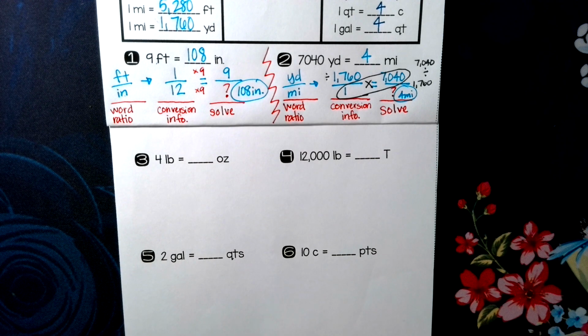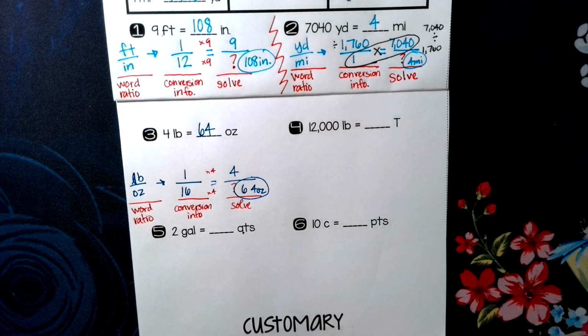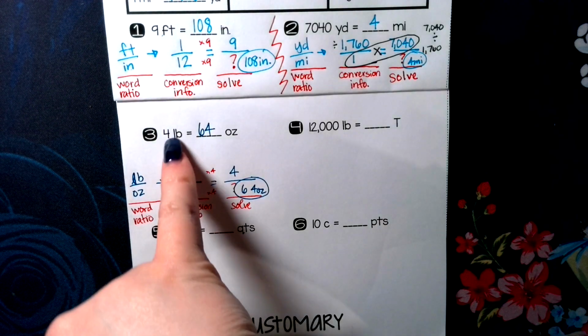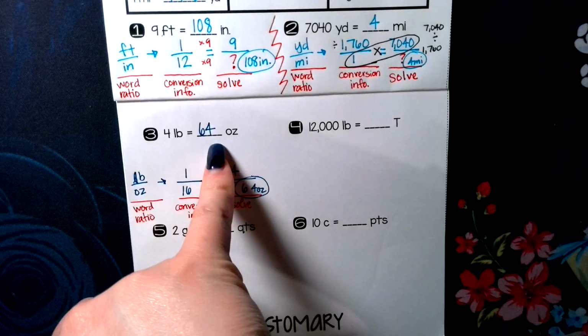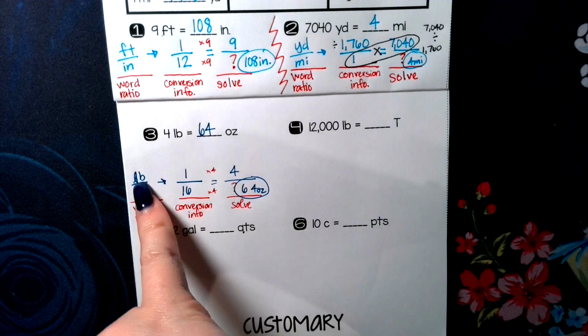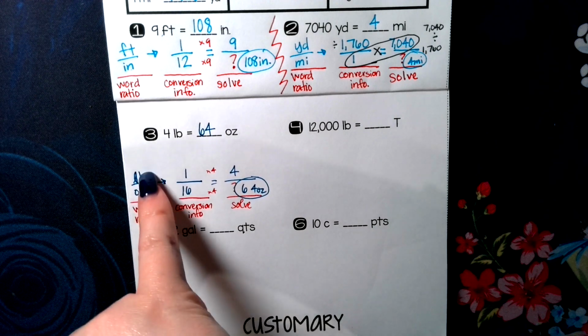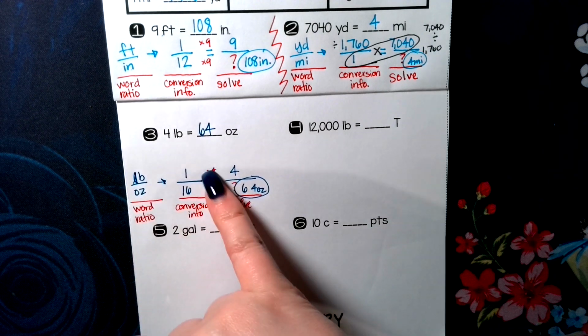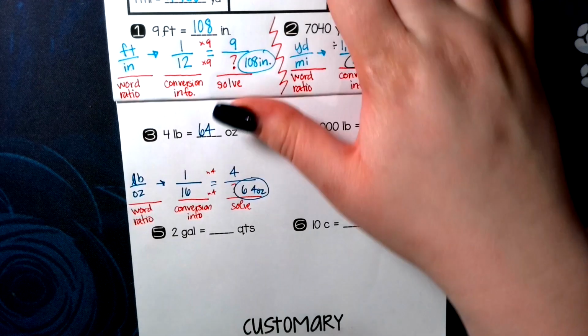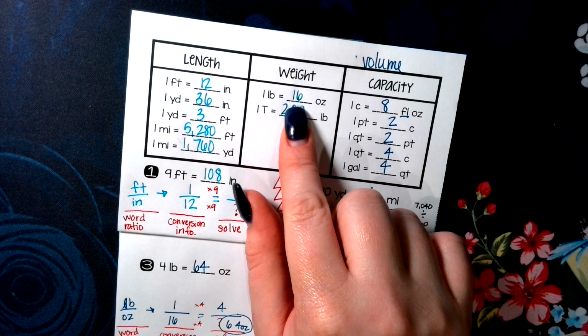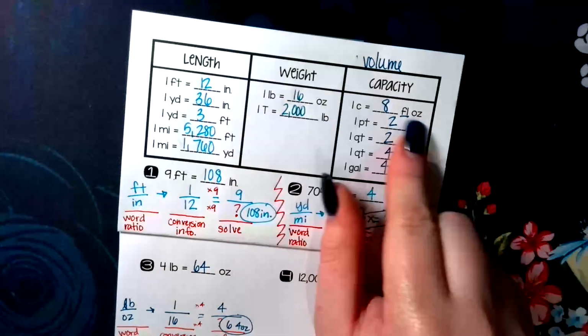So you should get that 4 pounds is equal to 64 ounces. I like to do my L's as cursive L's just so I don't confuse them with the number 1. So I'm comparing pounds and ounces. 1 pound is 16 ounces. Again, there's pounds and ounces, and then there's cups and fluid ounces. Do not get those ounces confused.